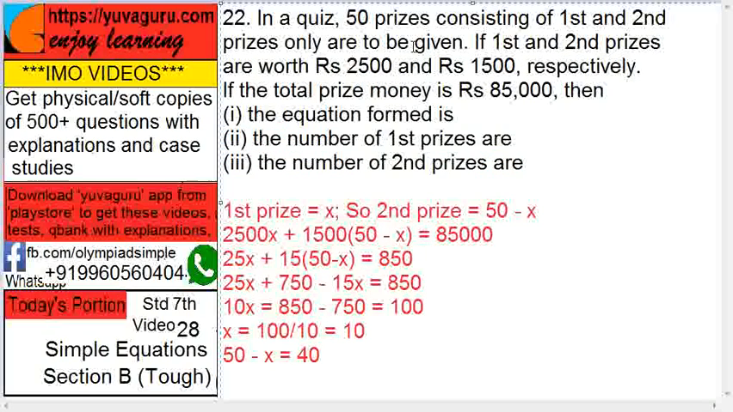In a quiz, 50 prizes consisting of first and second prizes only are to be given. If the first and second prizes are worth 2,500 and 1,500 respectively, and the total prize money is 85,000, then the equation formed is here.